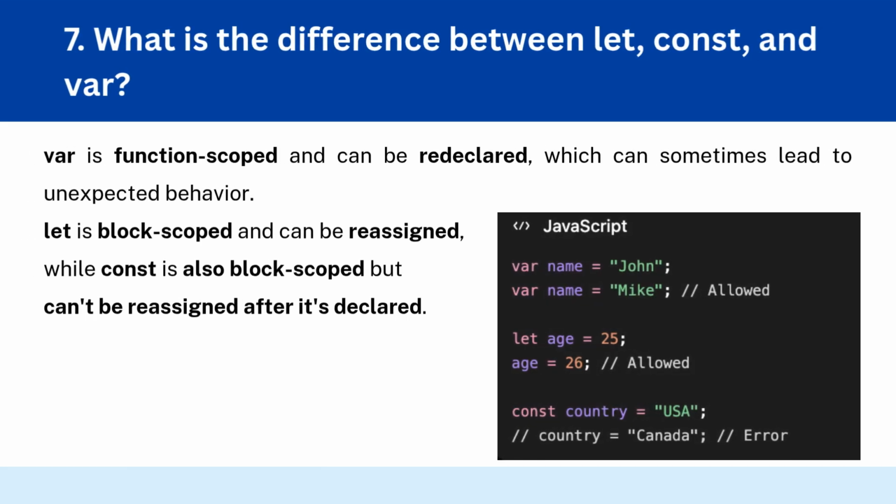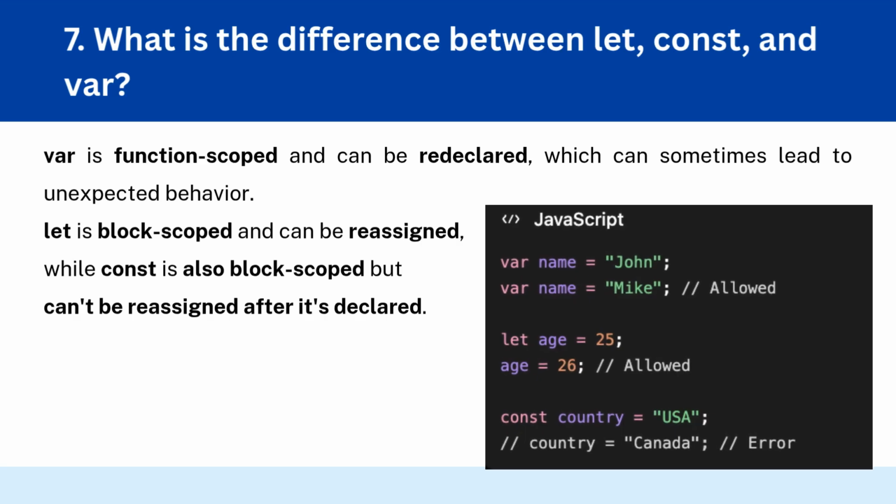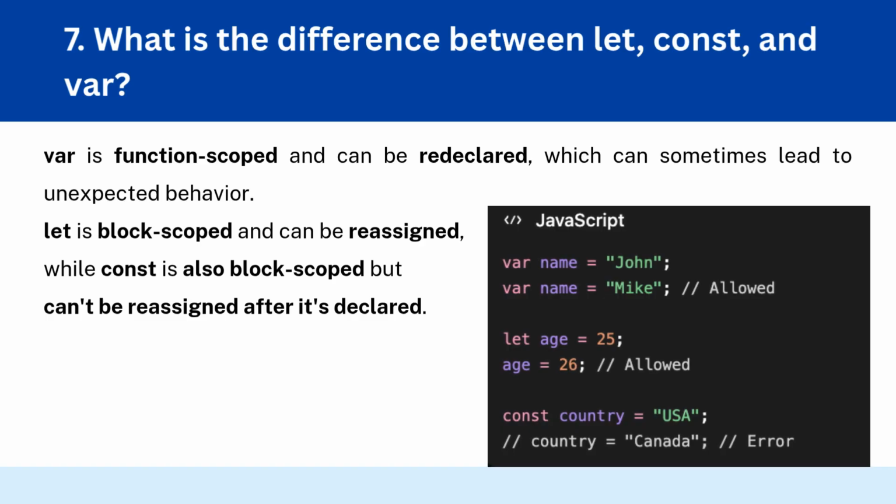What is the difference between let, const, and var? Var is function scoped and can be redeclared, which can sometimes lead to unexpected behavior. Let is block scoped and can be reassigned, while const is also block scoped but can't be reassigned after it's declared.